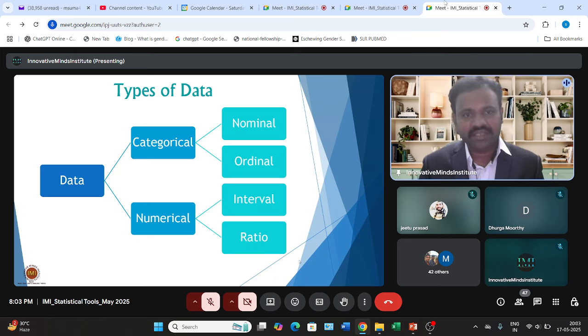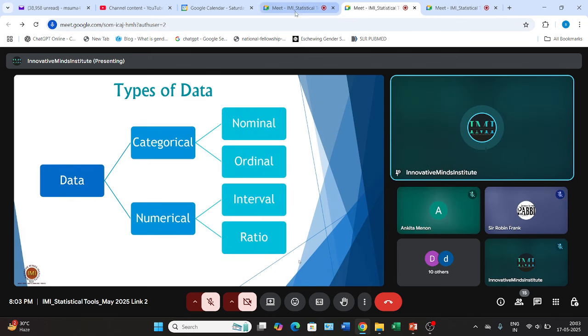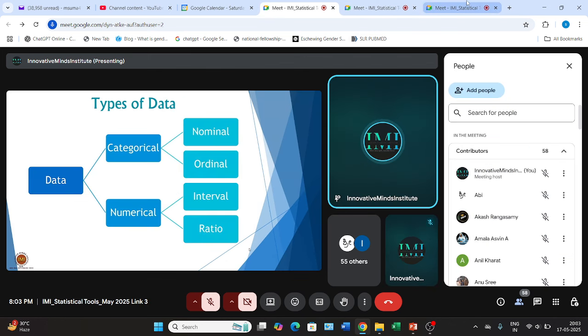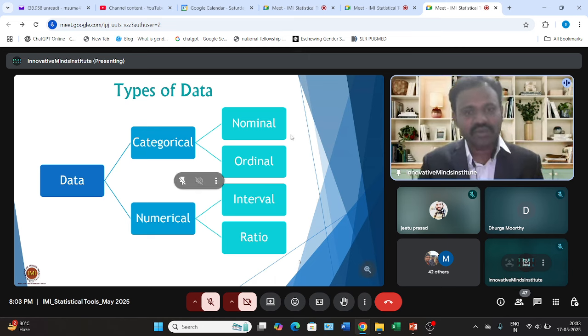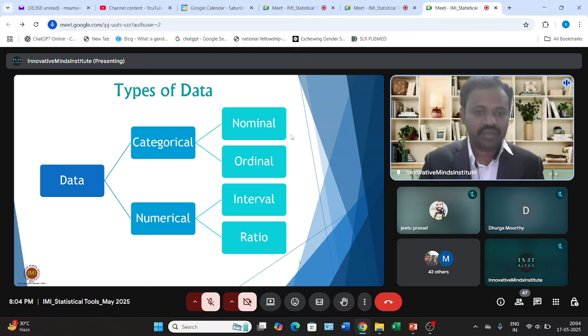IQ level 70 comes under the numerical. Why I said most probably: because a serial number is a number, it doesn't mean that it's numerical; it's categorical. Do you understand? So you should be very clear. You should understand the meaning of categorical and numerical, right? That is very, very important.